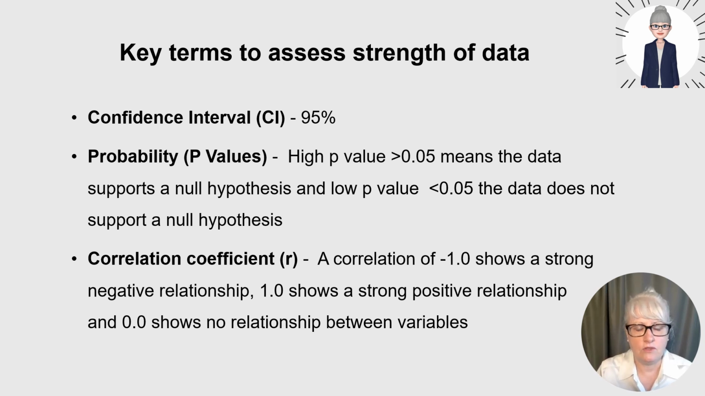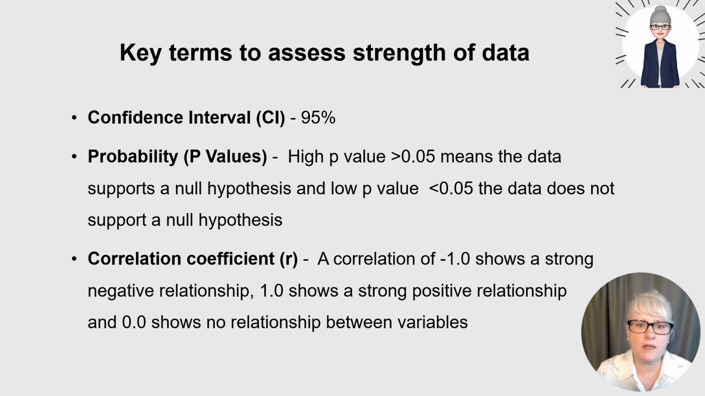A p-value is a number calculated from a statistical test that describes how likely you are to have found a particular set of observations if the null hypothesis was true. So p-values are used in hypothesis testing to help decide whether to reject the null hypothesis. A high p-value means that the data supports a null hypothesis. A low p-value means the data does not support a null hypothesis. That's a basic understanding. The correlation coefficient ranges from -1.0 to 1.0 and measures the strength and direction of the relationship between two variables.